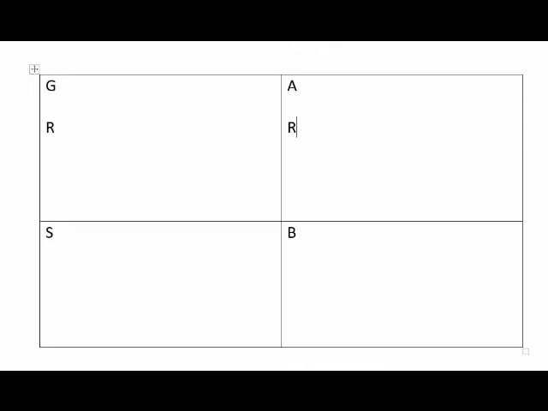So we'll read back through the text and sort the information as we go along. So at the skate park, George and Ahmed roller skate. So in the G and the A section in your box, write an R for roller skate. The next piece of information, Sophia and Becky skateboard. So write an S in the S and the B section of your chart.